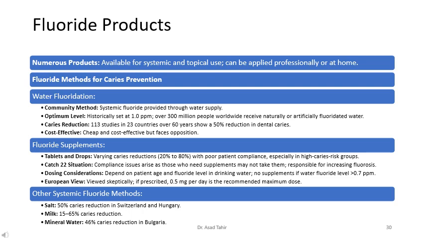Fluoride tablets or drops taken orally. Varying effectiveness, 20% to 80%, and poor patient compliance, especially in high-risk groups. Can cause fluorosis if not used properly. Dosage depends on age and fluoride level in drinking water. Other systemic fluoride methods. Adding fluoride to salt, milk, or mineral water. Shown to reduce cavities by different percentages in various countries.